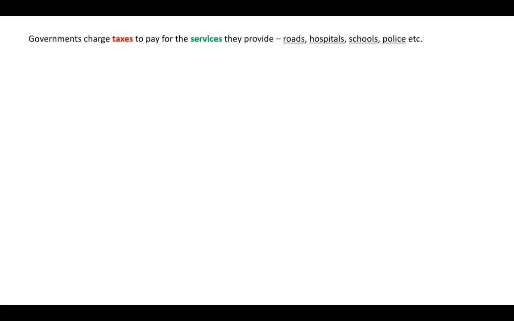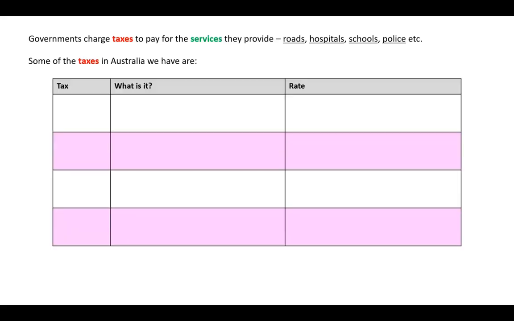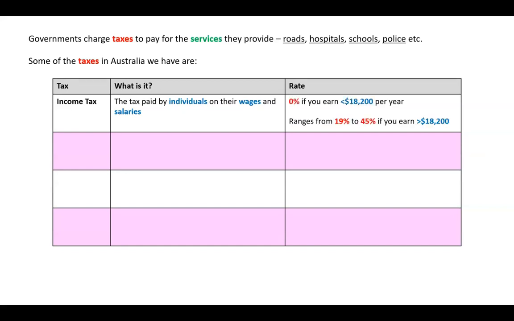Governments charge taxes to pay for the services they provide: roads, hospitals, schools, police, etc. And in Australia, we have a lot of taxes, like most countries. So here's some taxes that we have. We have income tax. So when you earn a salary as an individual or a wage, that's the tax you pay on your salary. So the rate is 0% if you earn under $18,200 per year. And then if you earn more than that, it ranges from 19% to 45%.